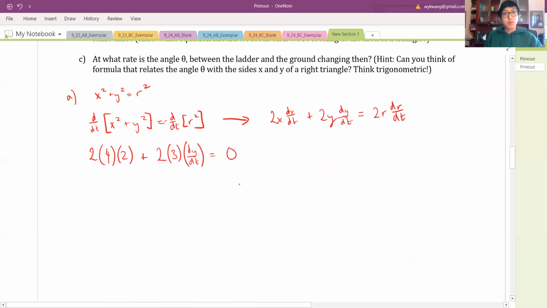Okay, well, this is pretty nice. Now we only have one unknown, dy over dt. Now we can actually solve for it. So 2 times 4 times 2 is equal to 16, plus 6 dy over dt is equal to 0.